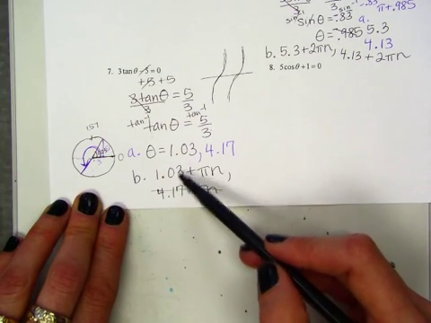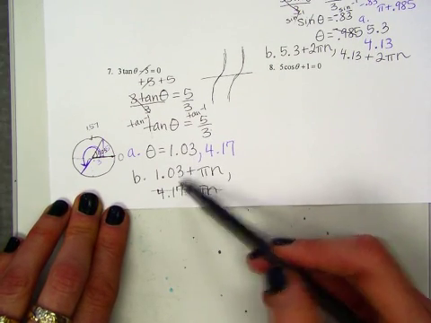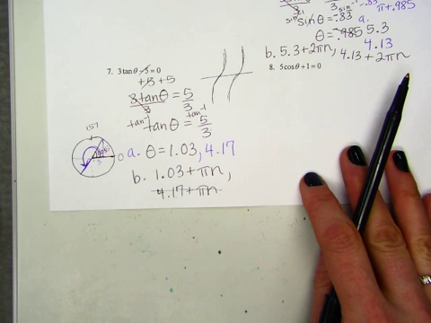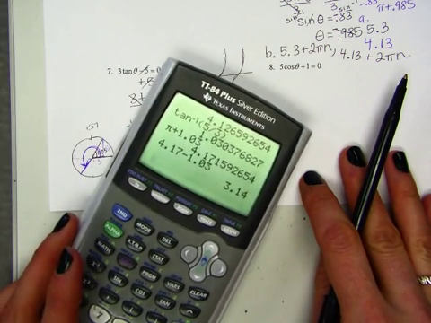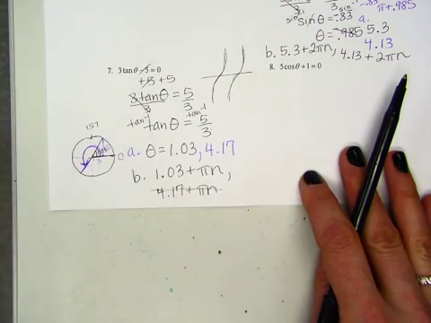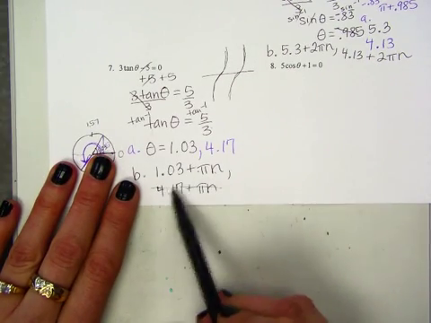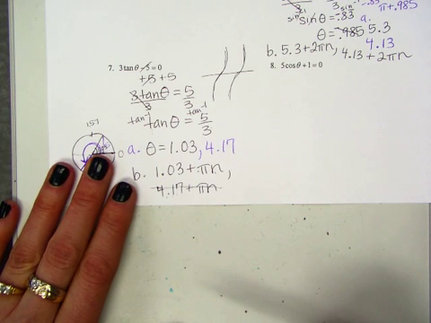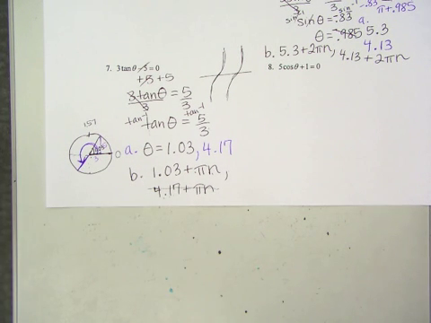Because if you figure out how far these are apart, subtract those for me a minute. 4.17 minus 1.03. How far apart are those? 3.14, which is pi. Okay? So if I added pi to here, I'd get this one. So you really only need one piece. Okay? All right.